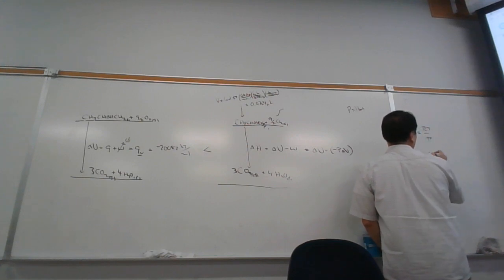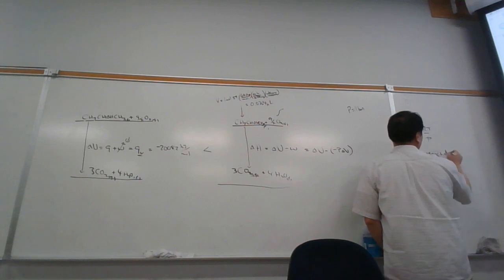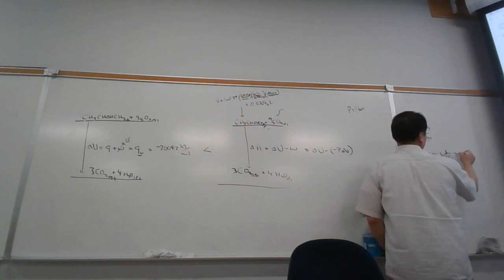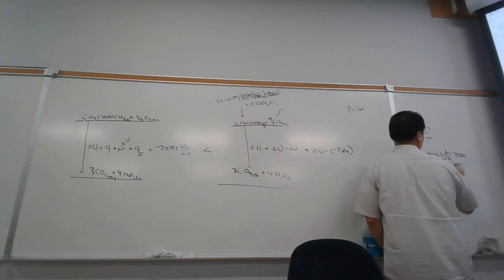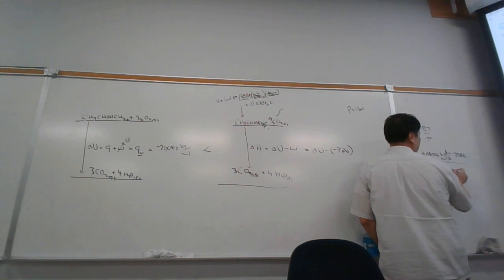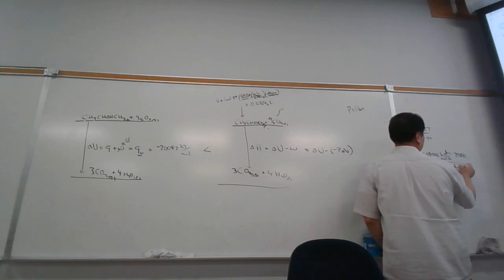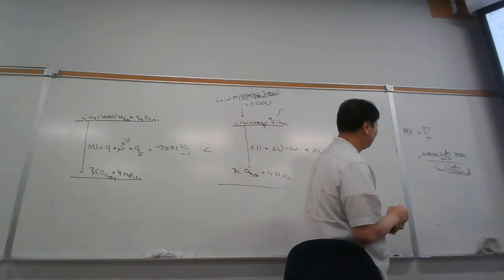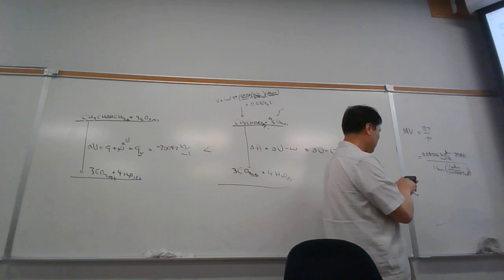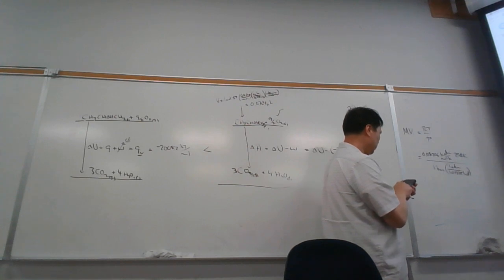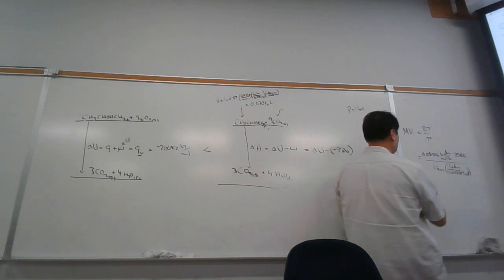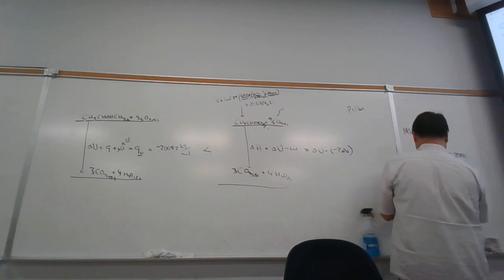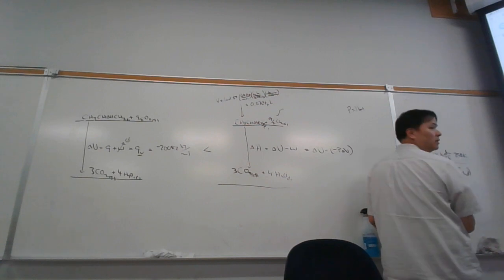And so R is 0.08206 liters times atmosphere per mole Kelvin. T is going to be 298 Kelvin. P is going to be 1 bar. And then we're going to convert that to atmospheres. 1 atmosphere is equivalent to 1.01325 bar. And so I get 0.08206 times 298 times 1.01325 equals 24.7, yeah, 24.777. Is that what you have?